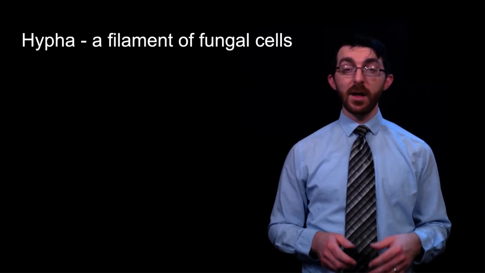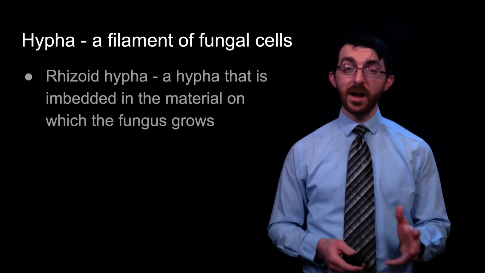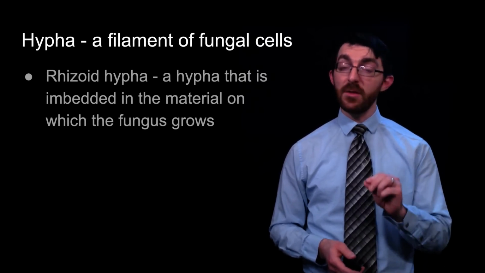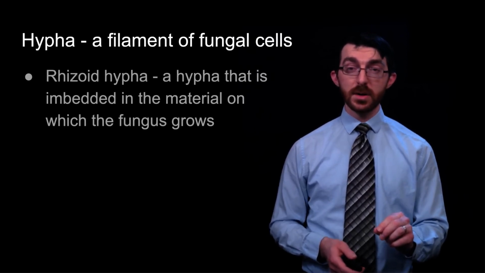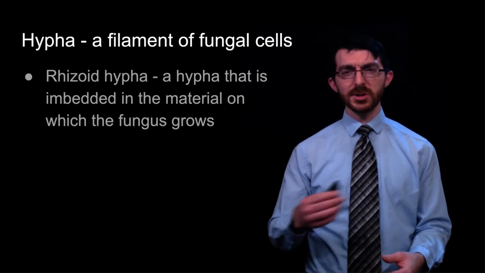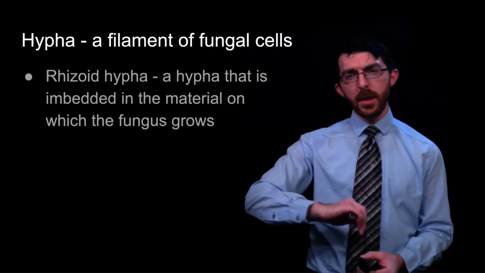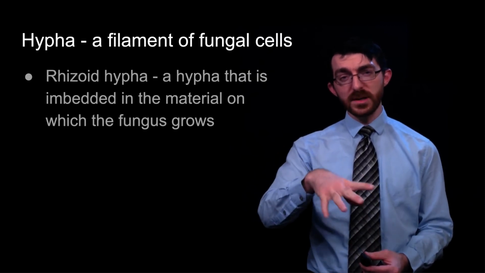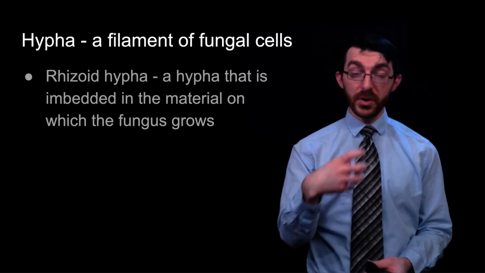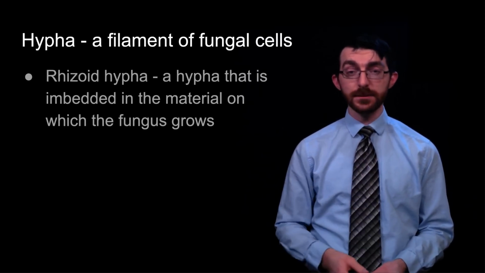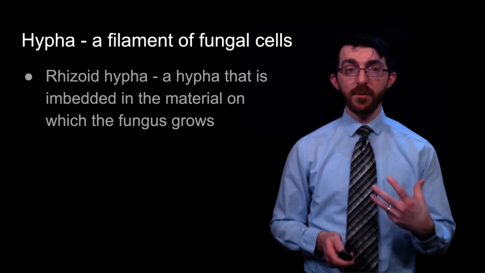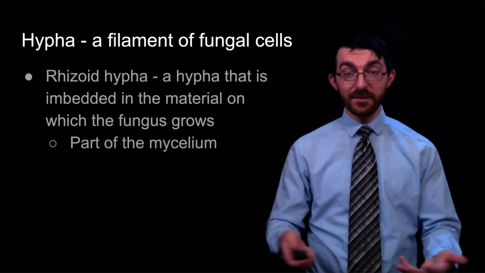There are a couple other kinds of hypha, other distinctions. One kind is called a rhizoid hypha. That would be a hypha that is embedded in the material on which the fungus grows. Say you were looking at a rotting branch in the woods and there's some shelf fungus growing outside on the bark. If you peel open the bark and you see those thin wispy strands, those would be hypha that are embedded in the wood that is being decomposed by that fungus. Those would be rhizoid hypha. They are, of course, part of the mycelium because the mycelium is made of hypha.